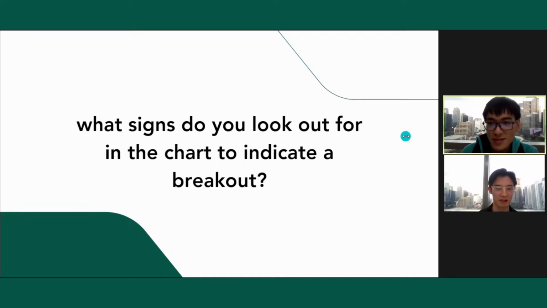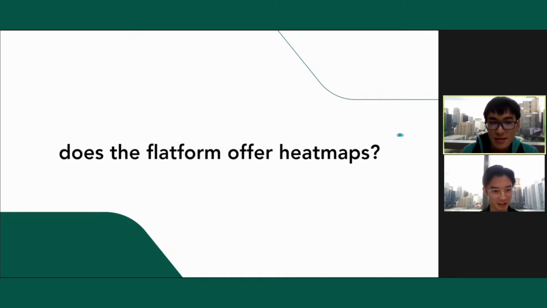Okay, all right, that was a great question. Let's go to the next. Does the platform offer heat maps? Yes, we do. If you go to the Market Pulse and scroll to the bottom, you'll see a heat map there of all the stocks in the market. All right. If you have any more questions, please send them in. We'll answer them.